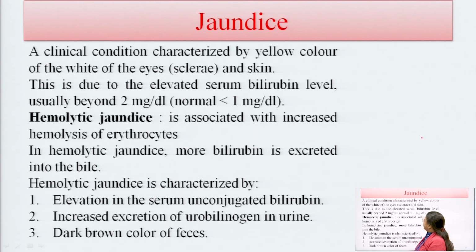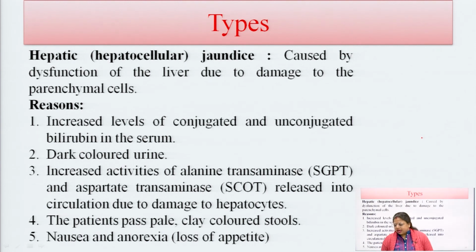Jaundice is a clinical condition characterized by yellow color of the sclera of the eyes and the skin. In newborns this is due to the immature liver, and as days pass it can resolve by itself or be controlled by medicines. It is of several types: hemolytic jaundice, which is associated with increased hemolysis of erythrocytes, and hepatic or hepatocellular jaundice.